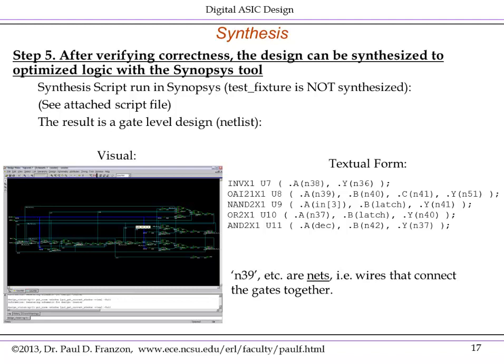In the middle you have these U numbers. They refer to the instance name. Notice that each module needs to have a unique instance name. You cannot repeat instance names.